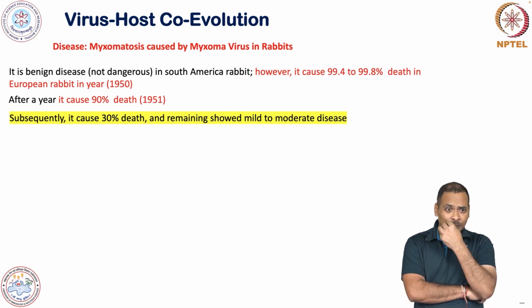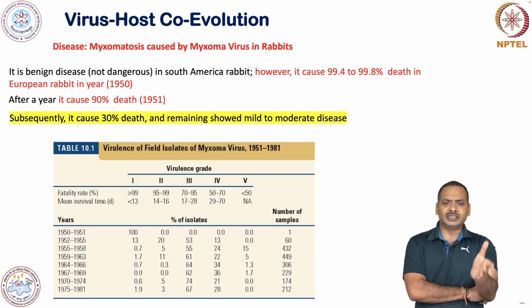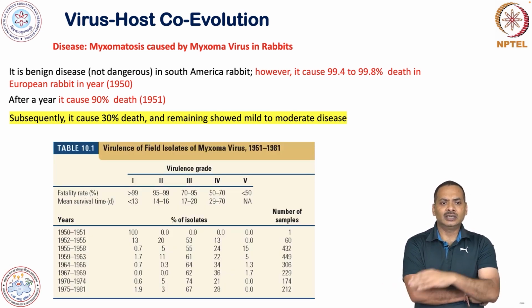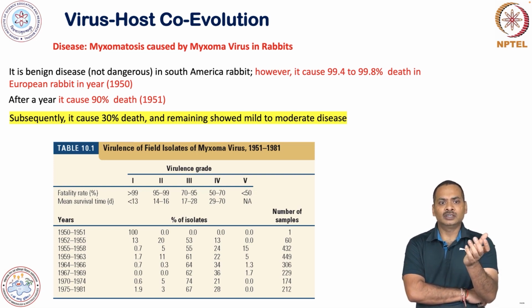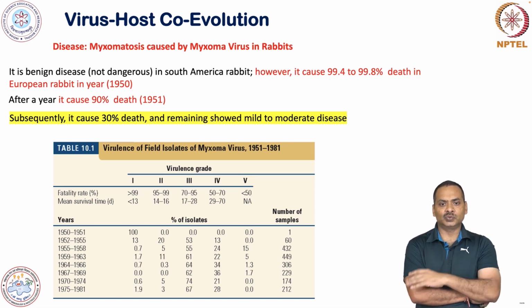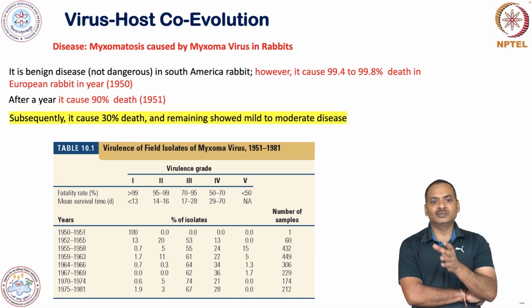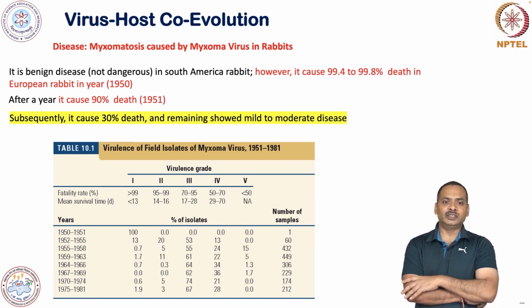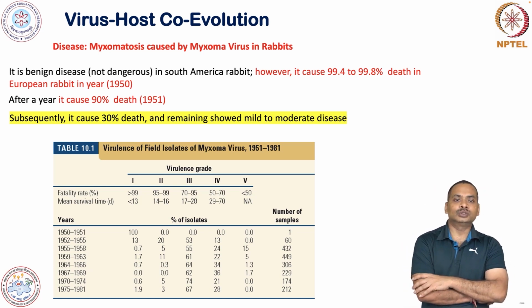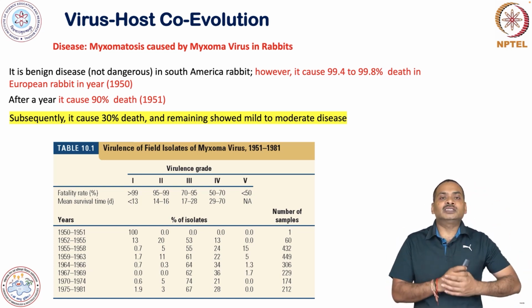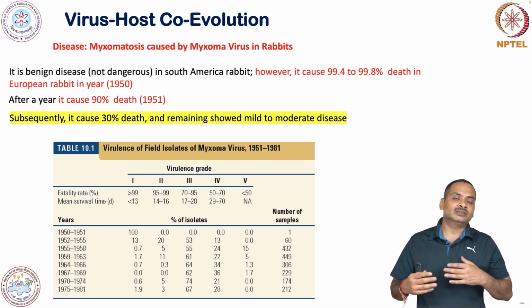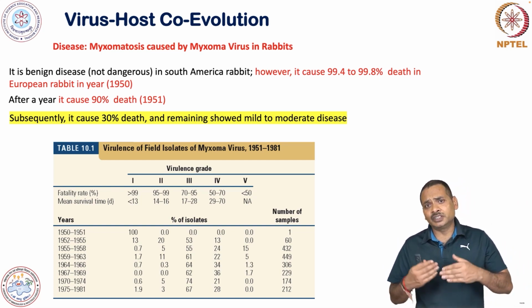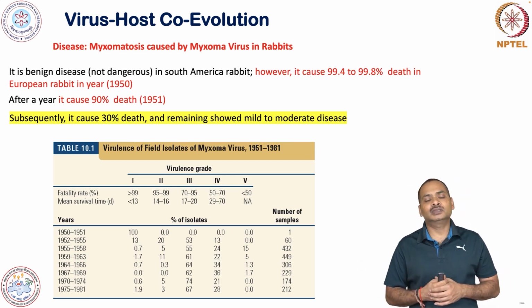Okay, so here you can see the data. You can understand this. There is a virulence grade. This is more than 99% fatality if the grade is 1; if the grade is 2, then 95 to 99%; if the grade is 3, like 70 to 95%, like that. Okay, you can go through that. But the overall outcome of this experiment is that initially there will be a massive fatality, and this fatality will reduce with subsequent infection. Okay.